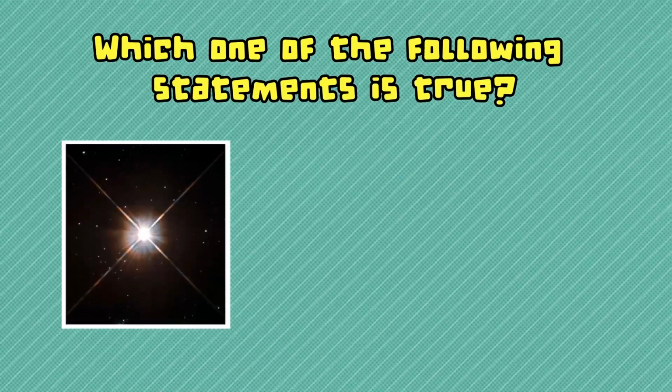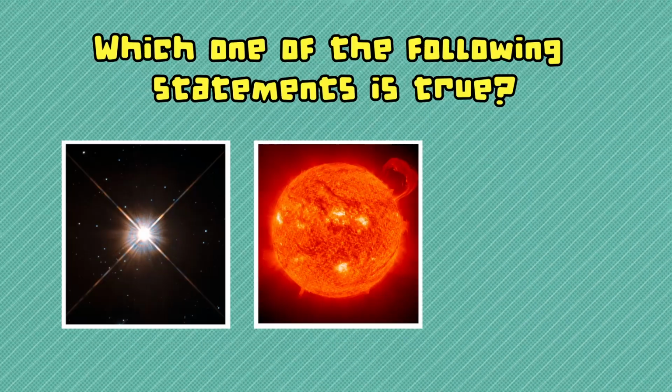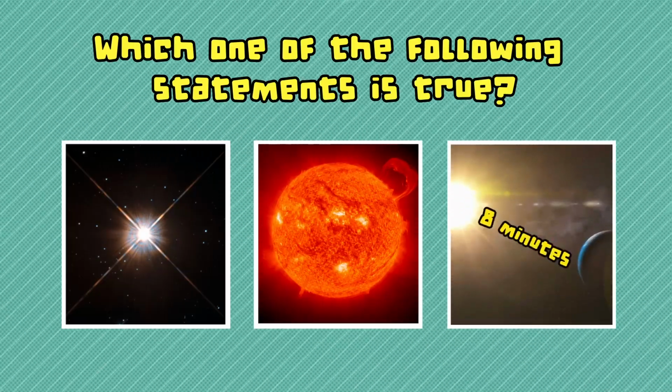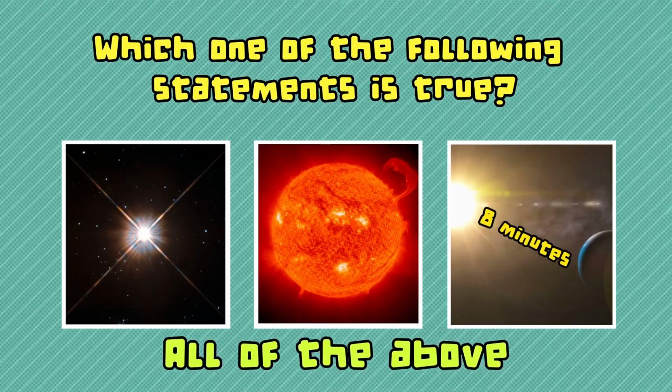Which one of the following statements is true? The sun is a star. The sun is a ball of hot gases. It takes 8 minutes for the light to travel from the sun to the earth. All of the above.